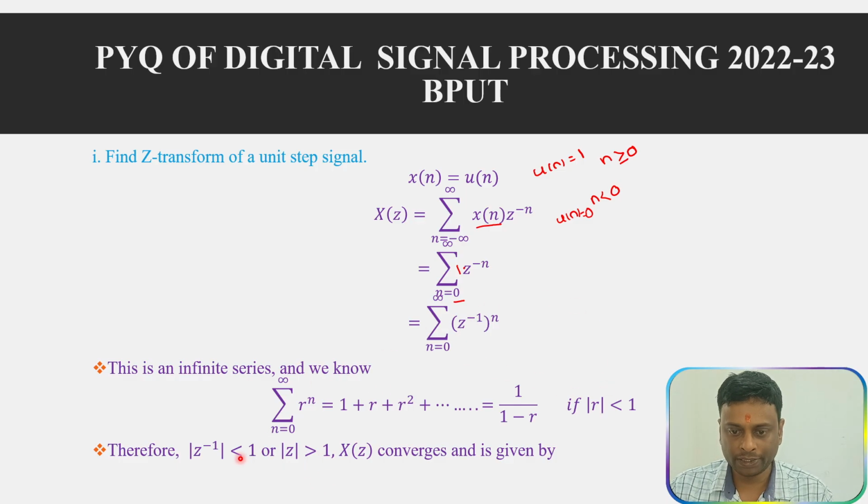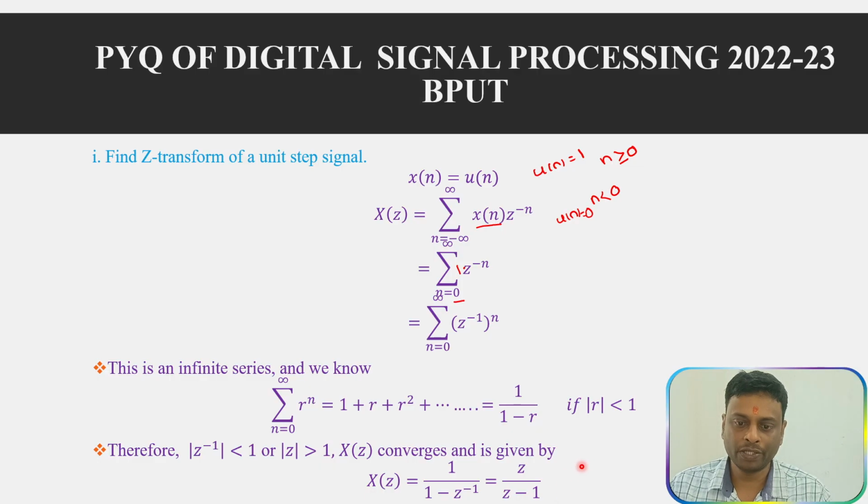So this series converges when r, that is z to the minus 1, has modulus less than 1. So it will be |z| greater than 1. That will be X of z equal to 1 upon 1 minus z inverse, which is z by z minus 1. So this is the z transform of a unit step signal.